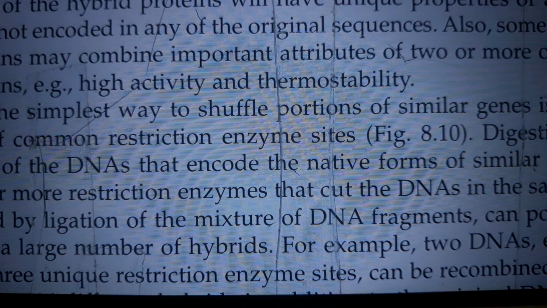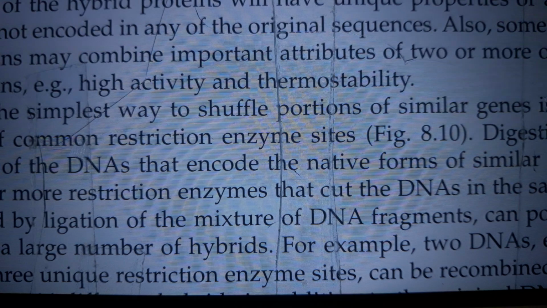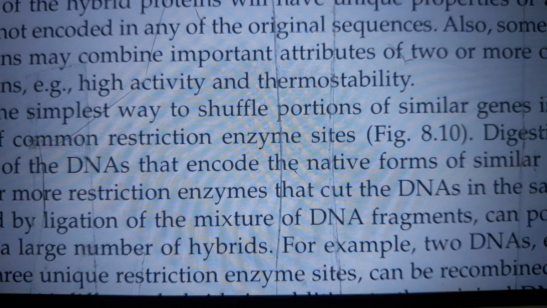or activities that are not coded in any of the original sequences. Also, some of the hybrid proteins may combine important attributes of two or more of the original proteins, for example high activity and thermostability.